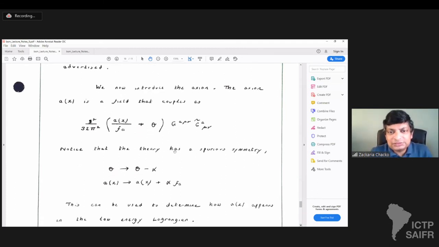Okay? Now, notice that this theory also has a spurious symmetry. Okay, so if theta goes to theta minus alpha, and A of X goes to A of X plus alpha FA, this is invariant. Okay. And again, this is a spurious symmetry because theta is a parameter, it has some value. Okay. So this is not an honest symmetry. But it's a spurious symmetry. If theta transformed like this and A of X transformed like this, this would be a symmetry. So I can use this to determine how A of X appears in the low energy theory.